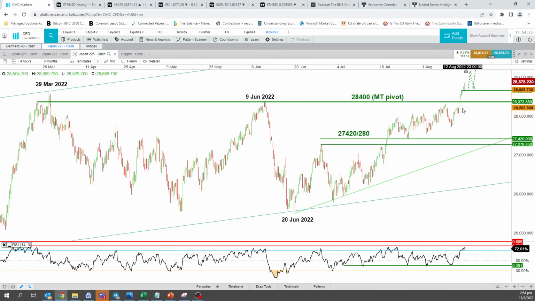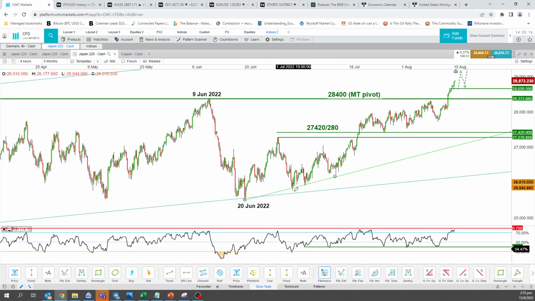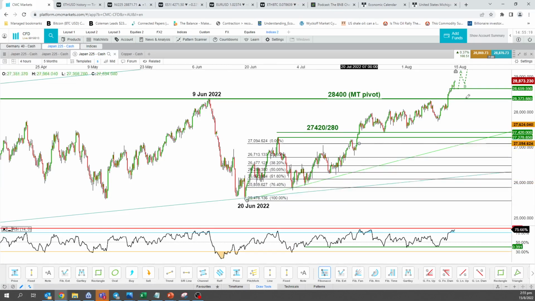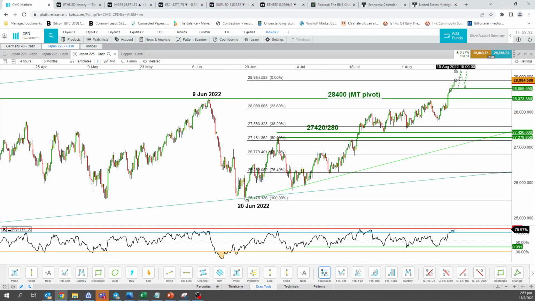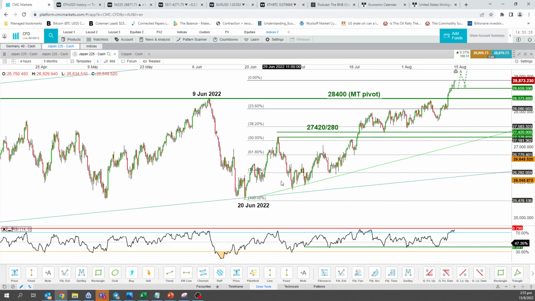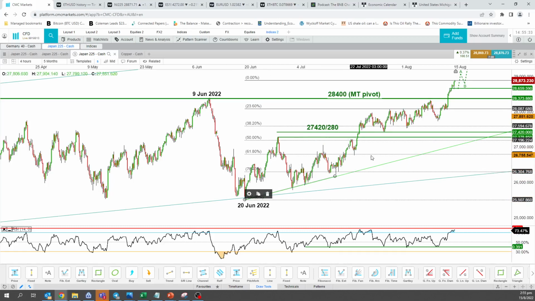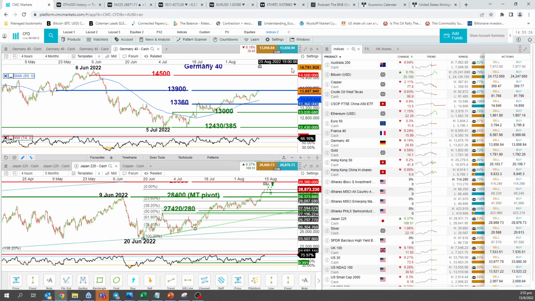However, if we start to see a 4-hour close below 28,400, then we will actually invalidate this bullish bias to see a deeper pullback to test the next support at 27,420, 27,280, which is the former swing high area of 28th of June. And as well, if we do the Fibo retracement taken from the low of 20th of June all the way up to the current high, this gives us close to 50% as well. All right. Oops, let me draw a proper one. Okay, 50% retracement.